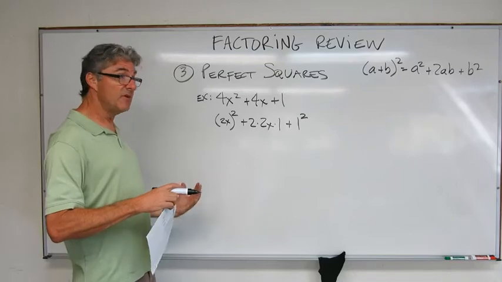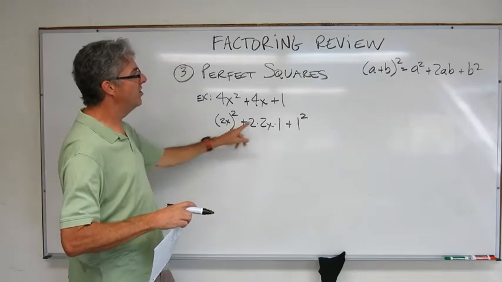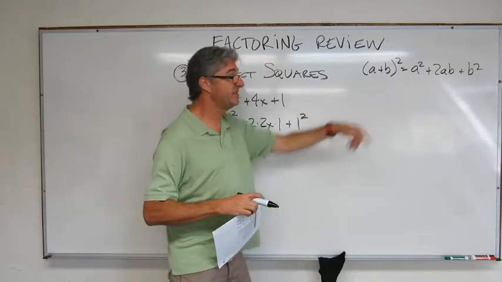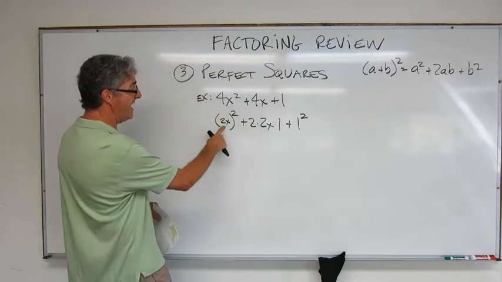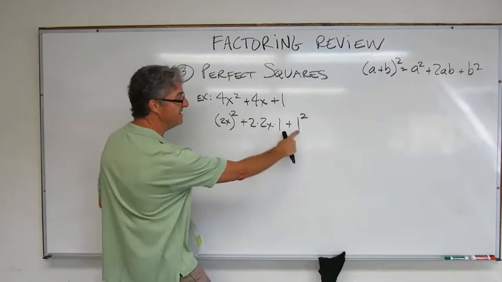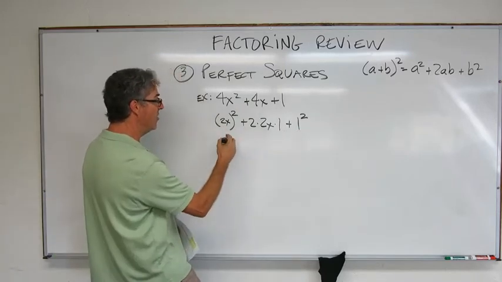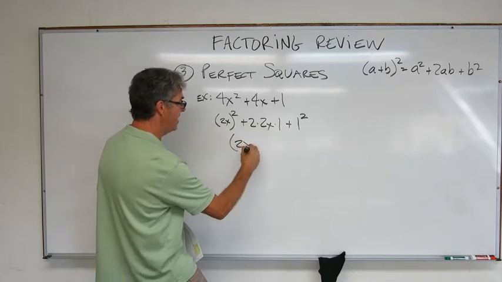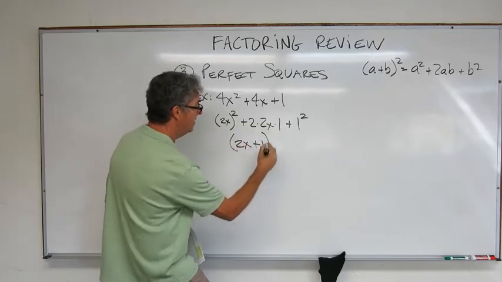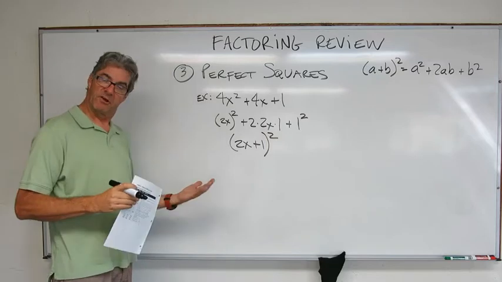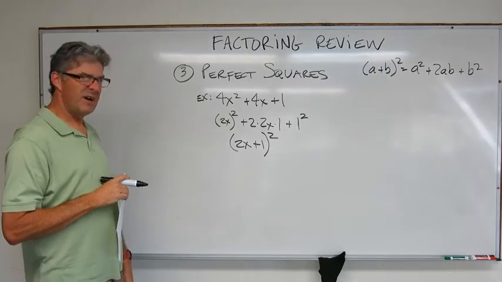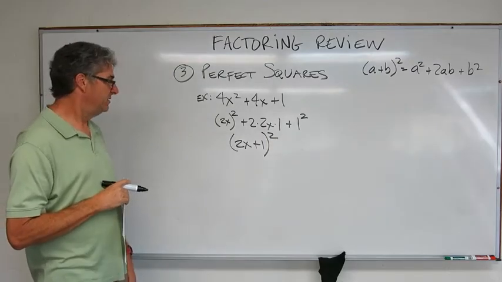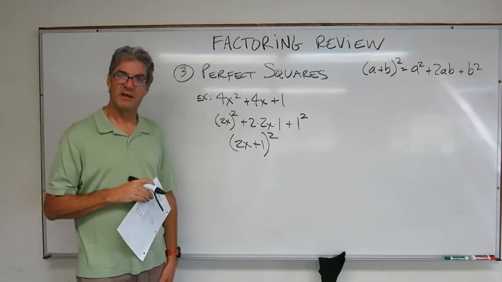All right, so I'm almost done. Now I need to get to this place, right? And so my a is 2x and my b is 1. So I know this is just going to be 2x plus 1 squared. Okay? Pretty straightforward, but also a little tricky. Great, let me erase.